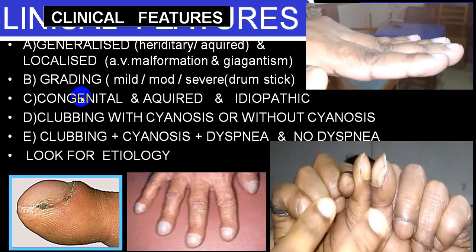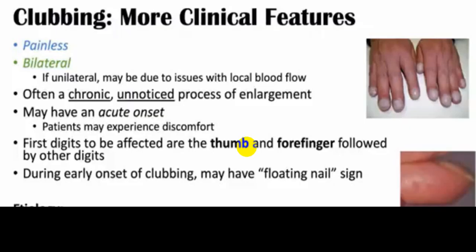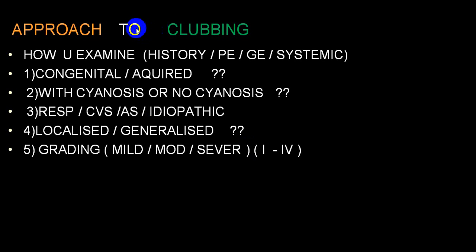By a good history, congenital, acquired, or idiopathic. And look for the other associated findings like cyanosis and associated symptoms like dyspnea. They will help you, because if a person has dyspnea and cyanosis, it is more in favor of cardiovascular and respiratory groups. So while approaching clubbing, how do you examine? First history, physical examination, general examination, and then examine respiratory, cardiovascular, and alimentary systems. Those are the three common systems which can produce clubbing.